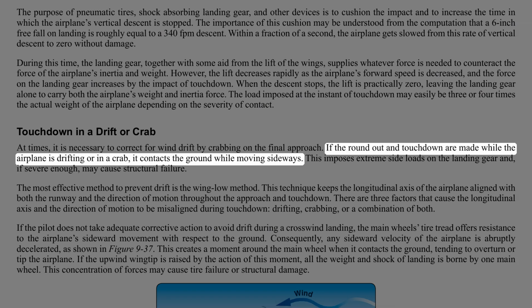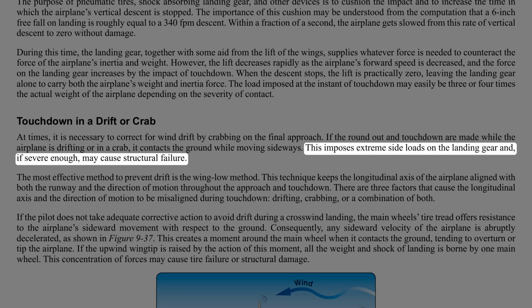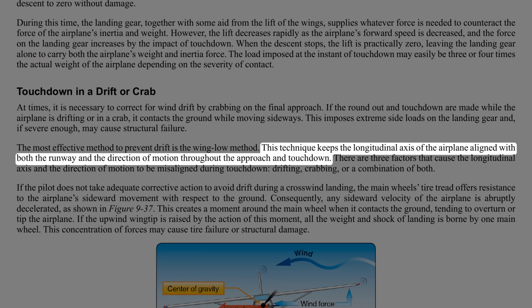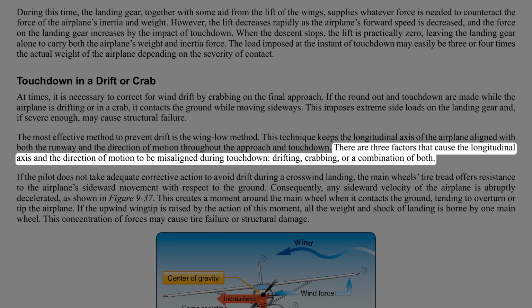If the round out and touchdown are made while the airplane is drifting or in a crab, it contacts the ground while moving sideways. This imposes extreme side loads on the landing gear and, if severe enough, may cause structural failure. The most effective method to prevent drift is the wing low method. This technique keeps the longitudinal axis of the airplane aligned with both the runway and the direction of motion throughout the approach and touchdown. There are 3 factors that cause the longitudinal axis and the direction of motion to be misaligned during touchdown: drifting, crabbing, or a combination of both.